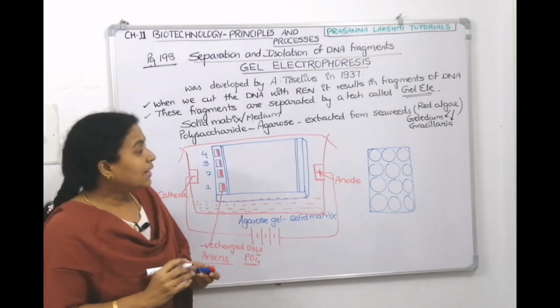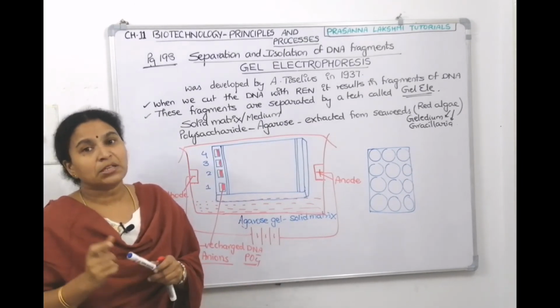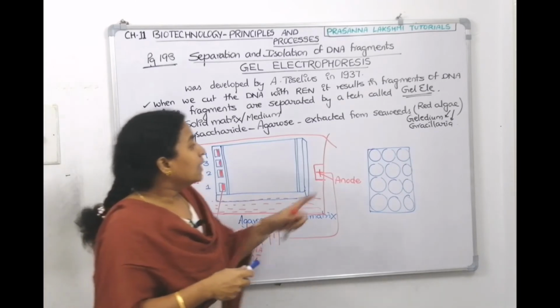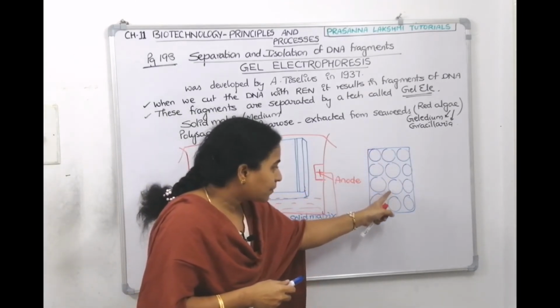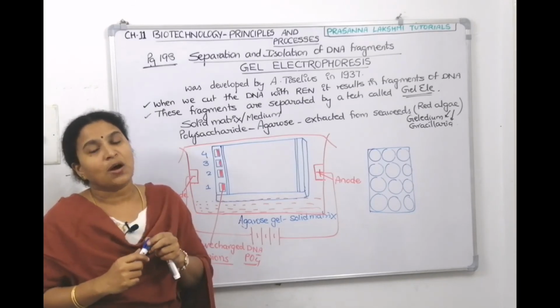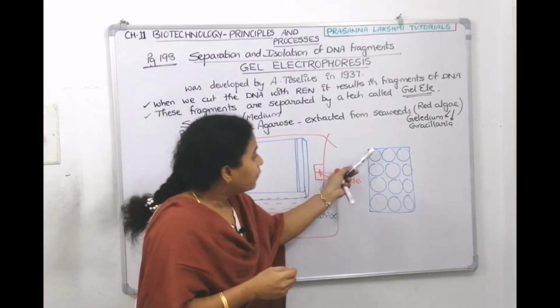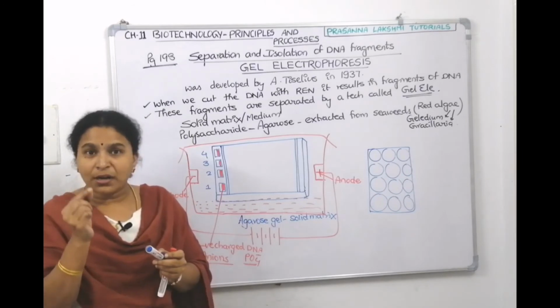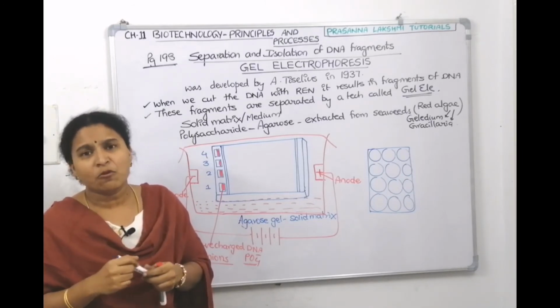So, the DNA gets separated. It's moving based on the electric field and passing through the pores. This is called the sieving effect. What is the sieving effect? Moving through the pores is called the sieving effect. So, which type of DNA can move fast? Smaller DNA can move fast or the bigger DNA will move fast?